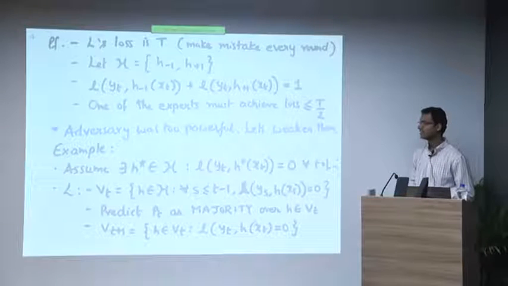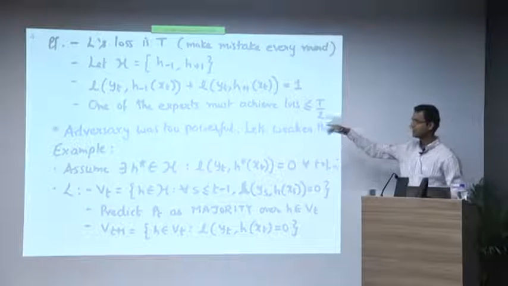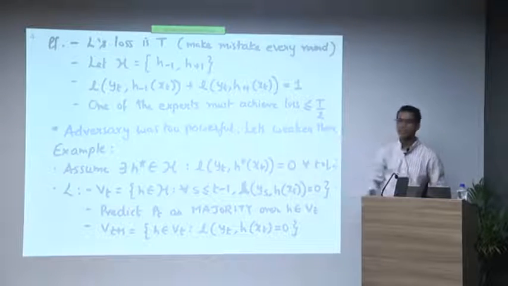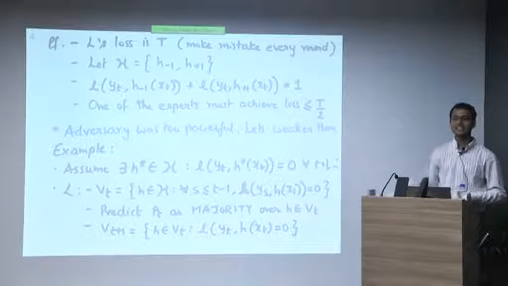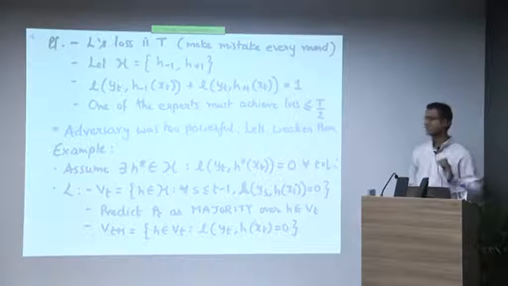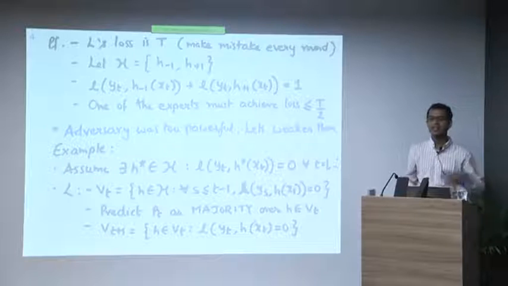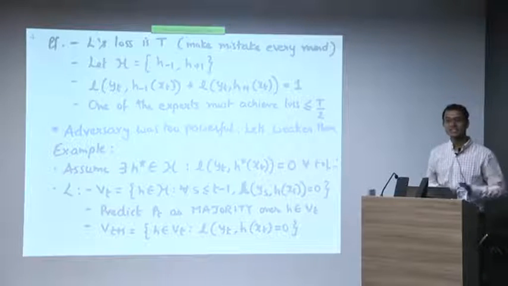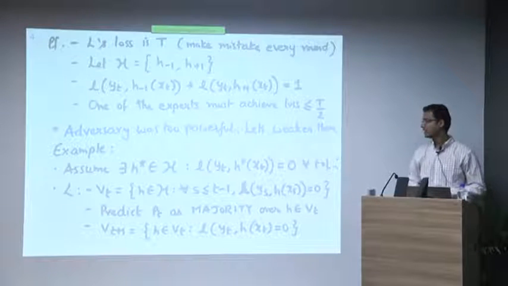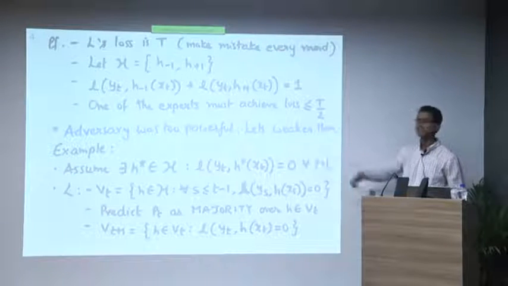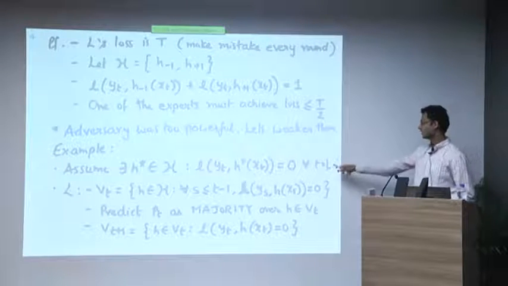How are we going to weaken the adversary? Let's assume that we have an expert H star in our set of experts who is always right. If you knew it a priori, you would just copy that expert's predictions, and you would have zero loss in T rounds, because that expert is not making any errors.